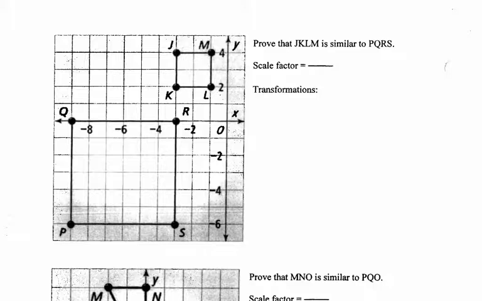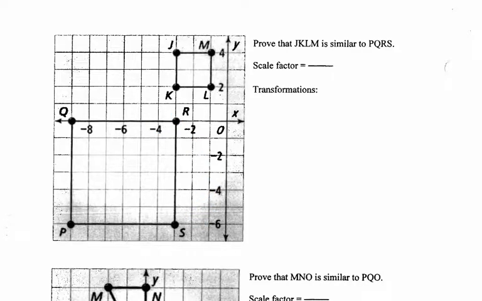The next thing I need to consider is, is there going to be a reflection in this problem? So if I look at the orientation of JKLM, that is counterclockwise, and PQRS is clockwise. So that means there has to be a reflection at some point.